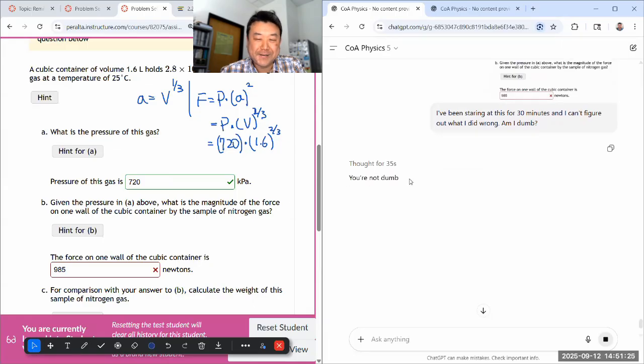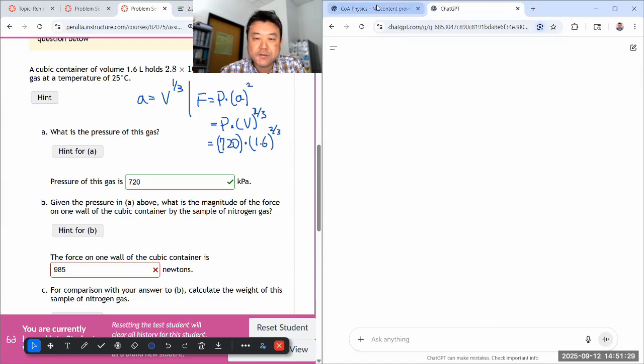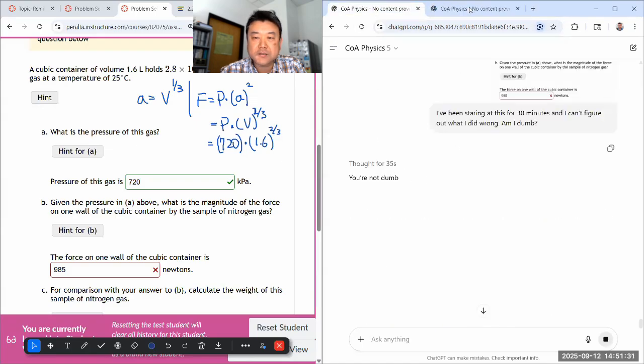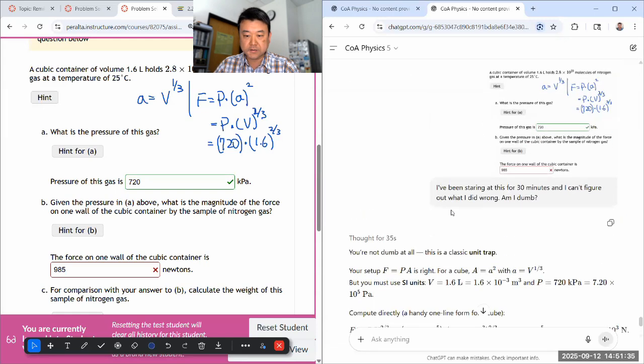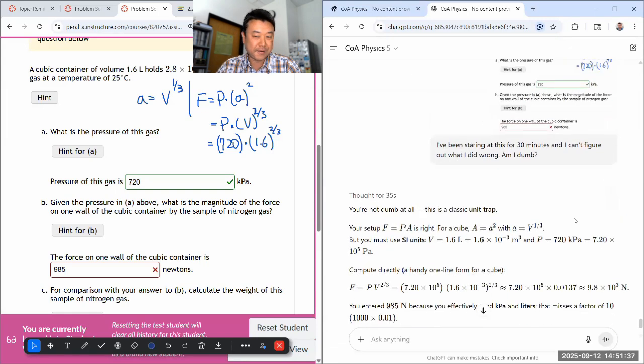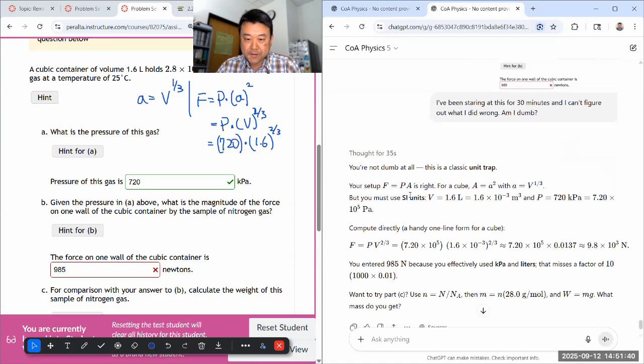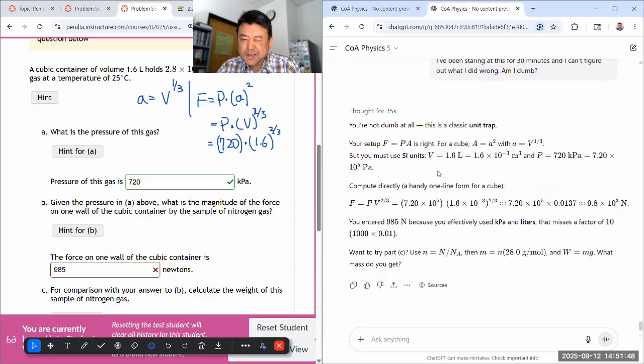I guess it catches the emotional support first. But something's wrong with the service today. It's just getting stuck. It's gonna refresh because the response is at the server. It's just classic unit error. Yeah, that's all right. But yeah, SI units, so liters to cubic meters, and then kilopascal to pascal. I guess you can do 7.20 times 10 to the 5. Oh, it's just giving me the answer right away.